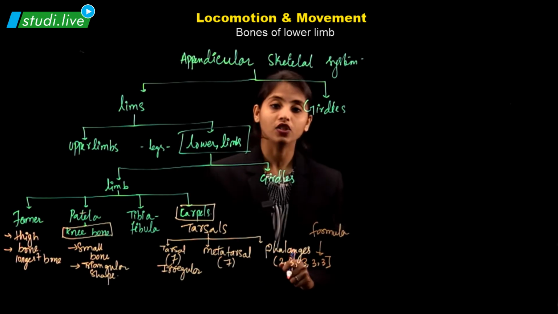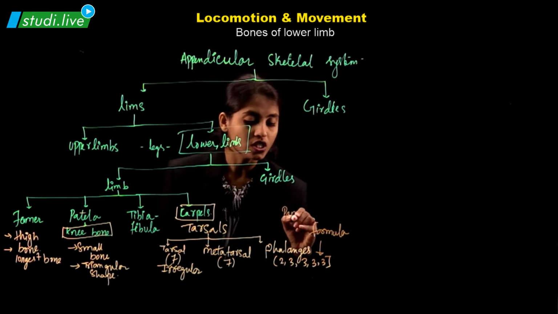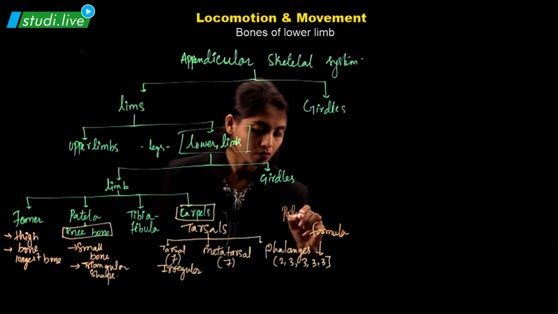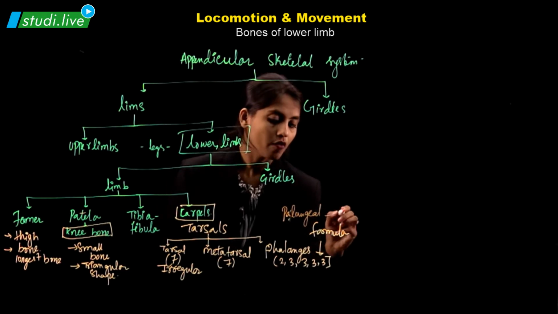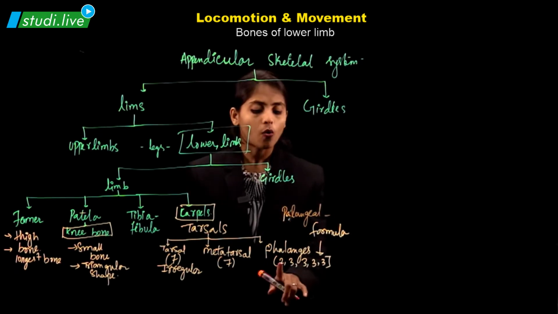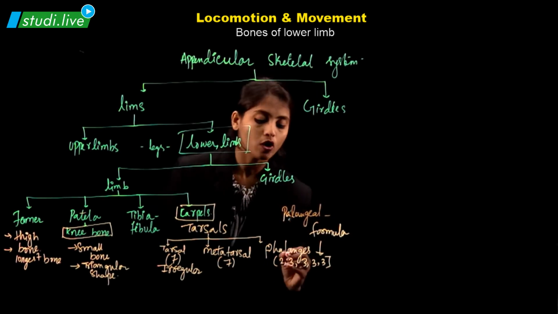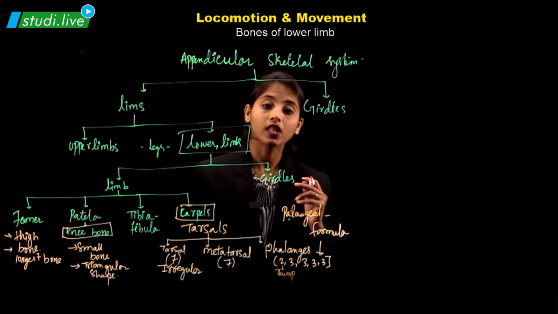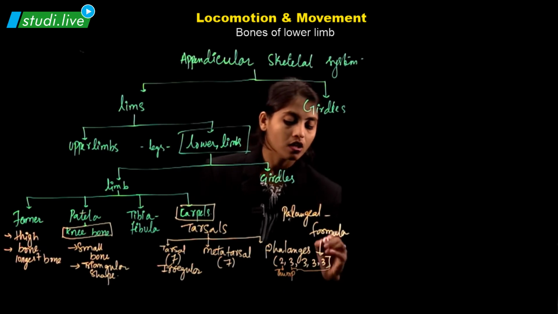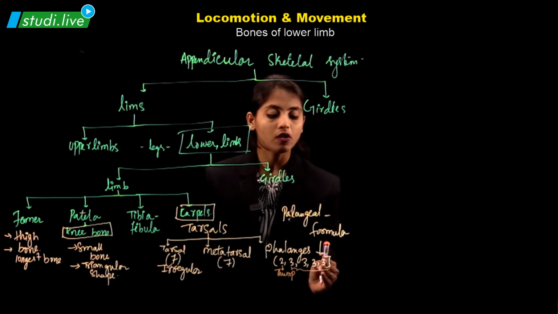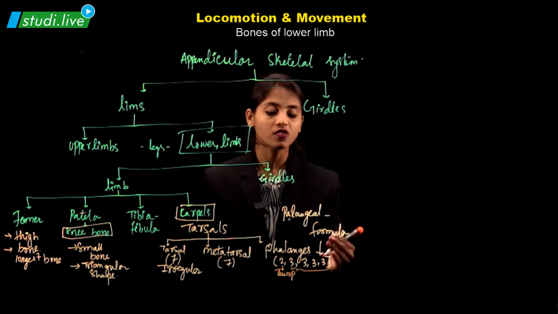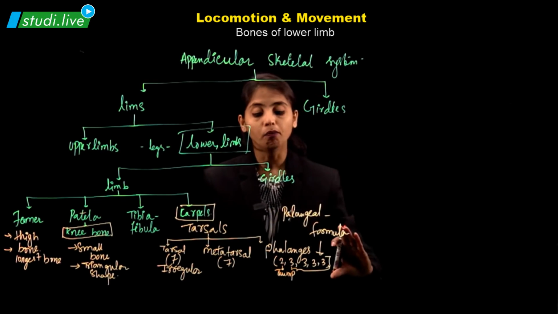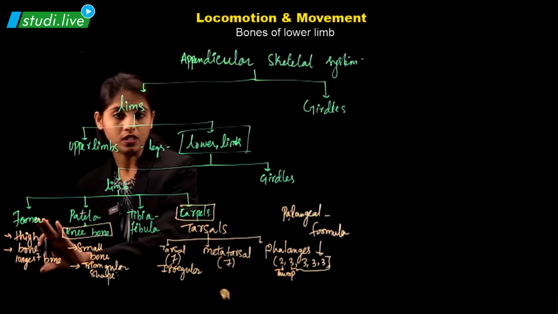The phalanges formula, which is also called the phalangeal formula. Why is it 2, 3, 3, 3, students? Because 2 stands for the thumb bone, and these 4 threes are responsible for the different fingers, the 4 fingers, each of which comprises 3 small bones. And likewise, the bones of the limb are completed.